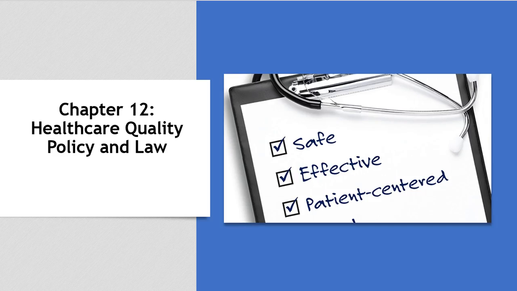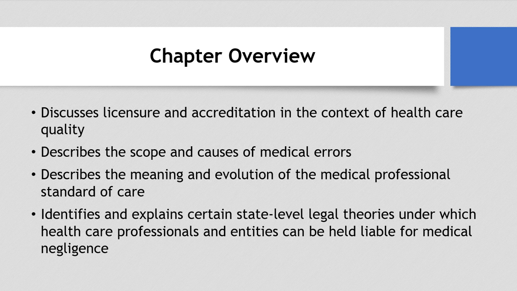Shahada, and in this video I'll be going over Chapter 12 on healthcare quality, policy, and law. So in this chapter there are a number of different topics that are covered. It includes licensure and accreditation in the context of healthcare quality. It describes the scope and causes of medical errors, as well as the meaning and evolution of the medical professional standard of care. And it also identifies and explains certain state-level legal theories under which healthcare professionals and entities can be held liable for medical negligence.